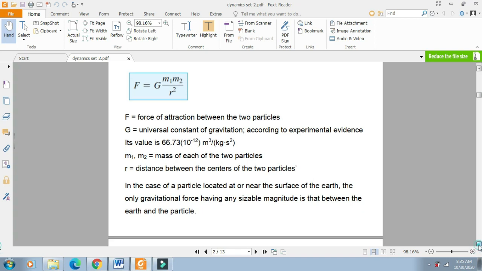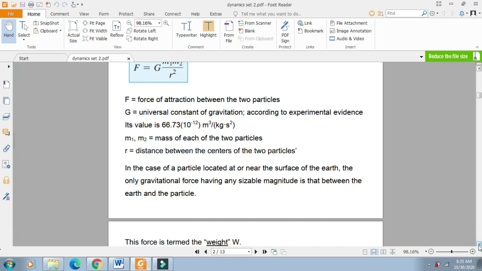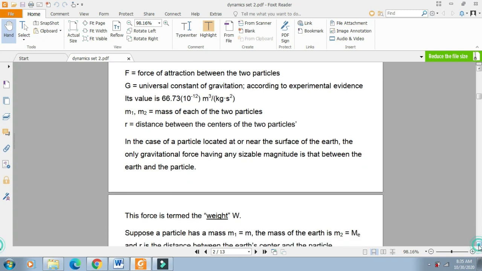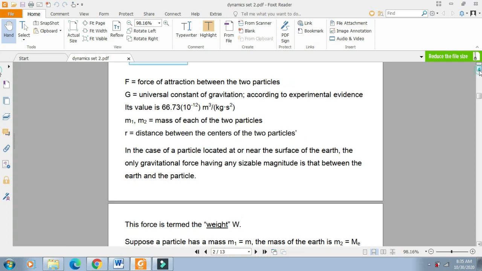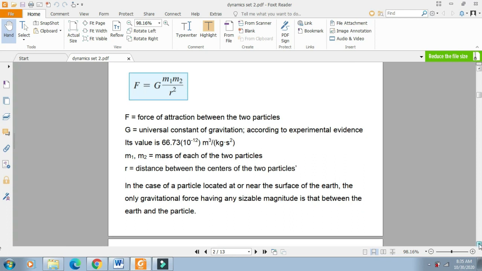The only force of attraction which is usually considered is the gravitational force between the surface of the earth and the objects which are on the surface of the earth. Because the mass of the earth is sufficient and the distance is small, this is usually the only force which is considered.